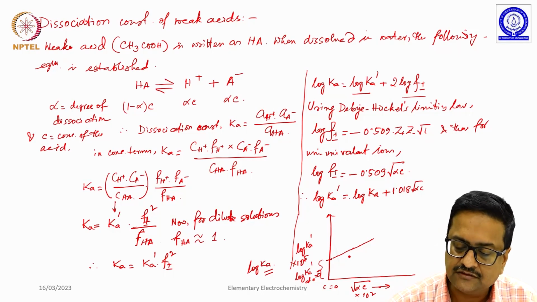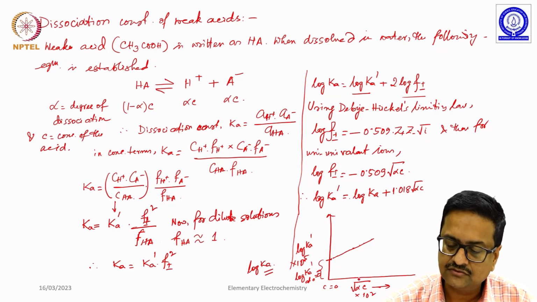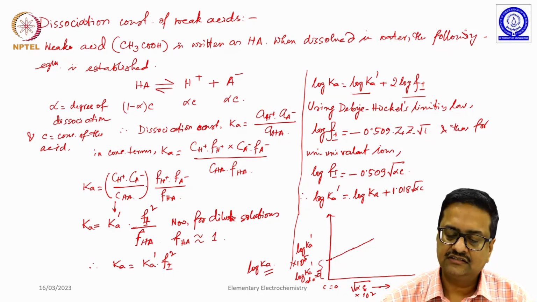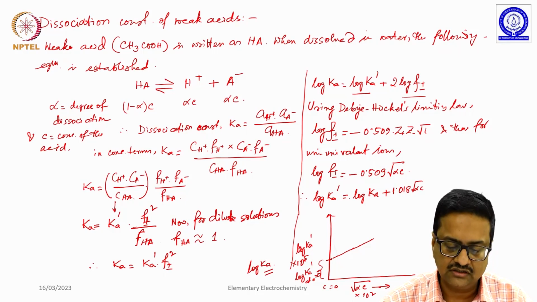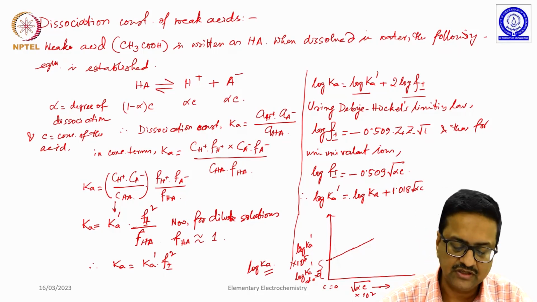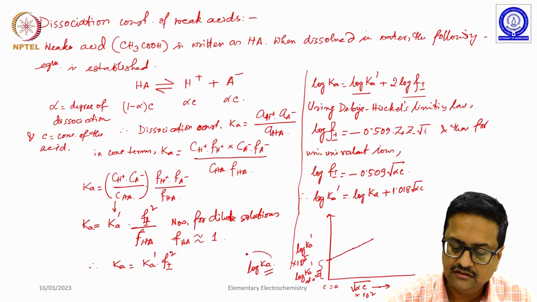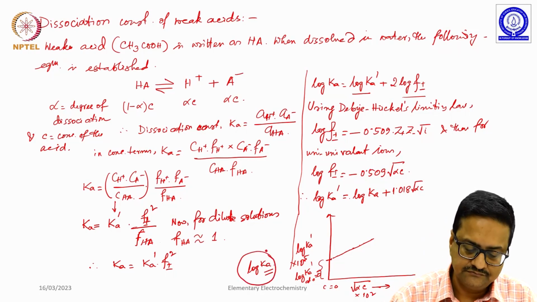So this plot becomes important. One has to do this experiment, and using various concentration one has to calculate log Ka prime using conductometric method, and from that one can determine the value of Ka.